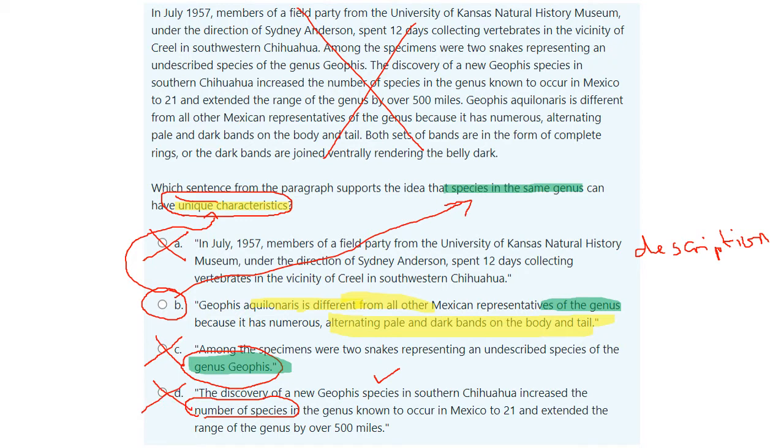Whenever you get a question like this, that you're trying to support an idea with a sentence from the passage, look at how many different parts of the idea there are and try to find those parts of the idea in the sentences. And then ask yourself, is this evidence or is this a suggestion?